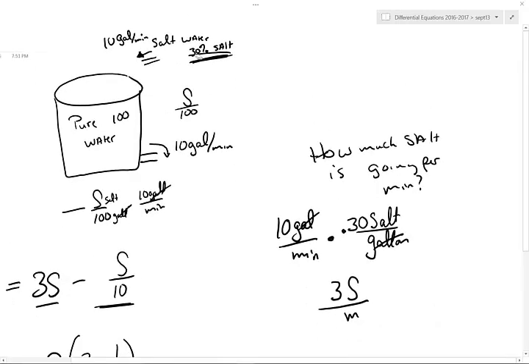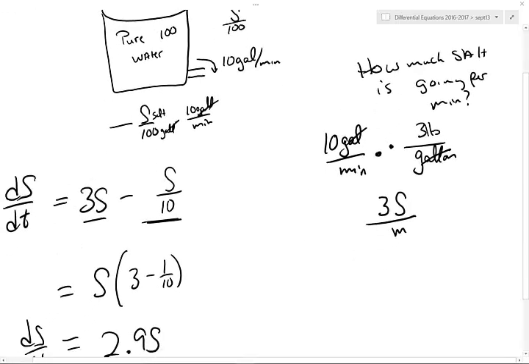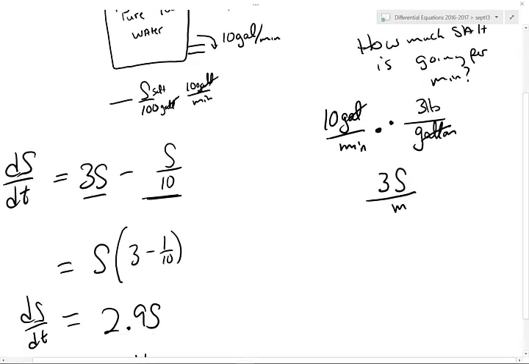Let's not say 30% salt. Let's just say 3 pounds per gallon of salt. I think that's how I want to do it. 3 pounds per gallon. That's a constant. That's not going to change. Actually, I could have probably just left it alone. It needs to be just 3 right there, and that's kind of a big deal.